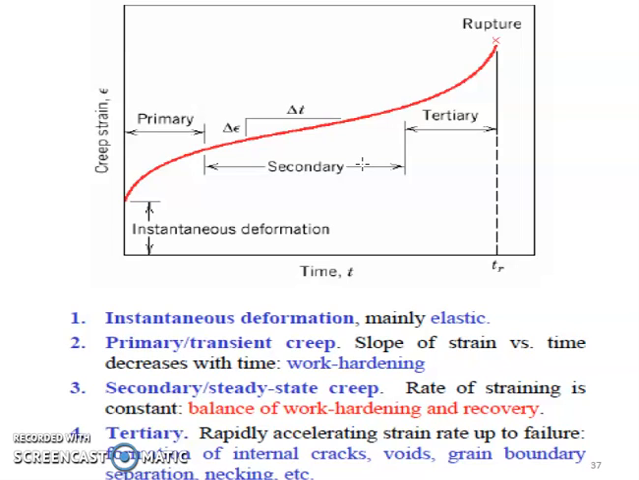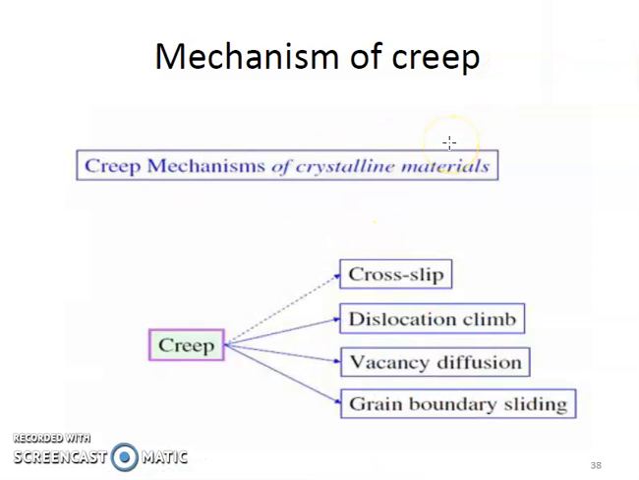After that, as the temperature goes on increasing, the specimen will be elongated. That is what we call secondary creep. Then the third is called tertiary. The internal cracks start to propagate and create voids, and separation will occur. After separation occurs, the rupture takes place. These are the stages of creep.